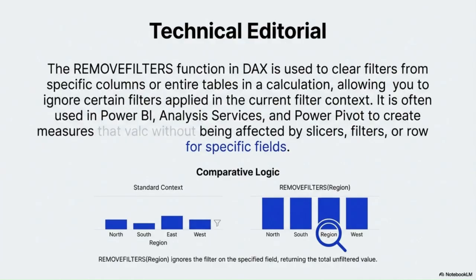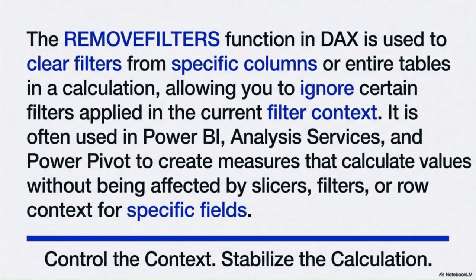Technically, REMOVEFILTERS works by modifying the filter context inside CALCULATE. It removes any existing filters from the specified columns or tables before evaluating the expression. This ensures that calculations are not affected by user selections or visual level filters. It is commonly used in KPIs, ratios, and performance comparison measures.